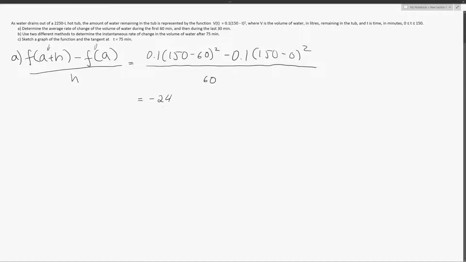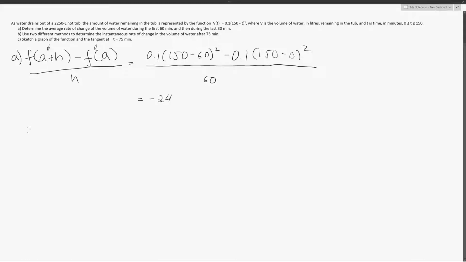So f of a plus h would be the same as substituting 60 into our equation, right? So our equation was 0.1 times 150 minus 60 squared. And now f of a would have to be f of 0, and so we get 0.1 times 150 minus 0 squared. And again, this all will be divided by h, which in our case is 60. Putting this into our calculator, you should get negative 24. So that would be the average rate of change between 0 and 60, so the first 60 minutes.